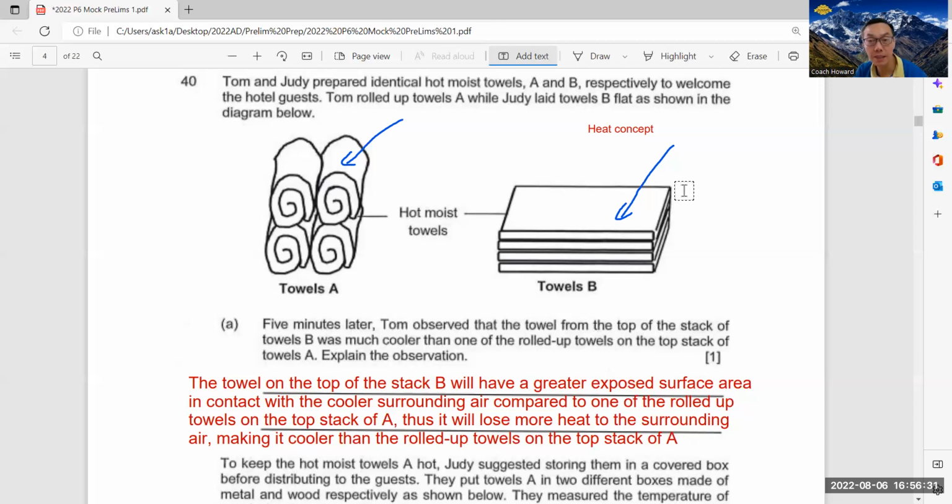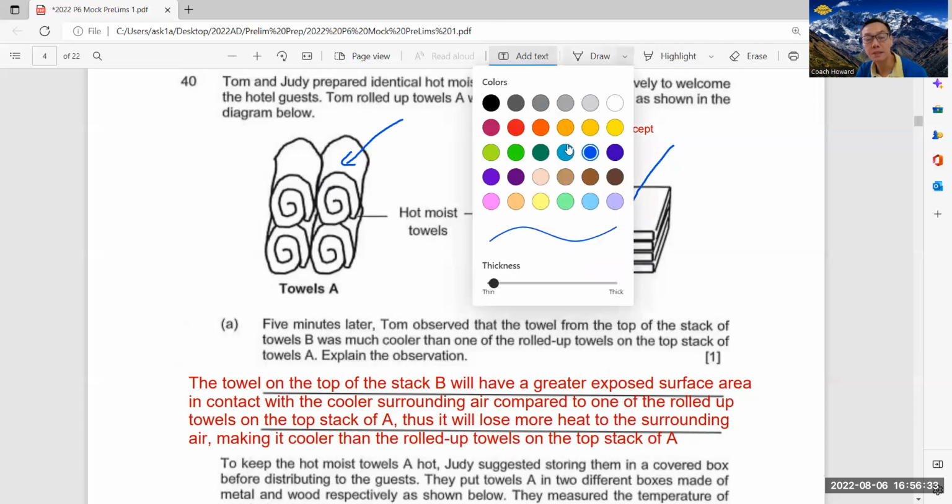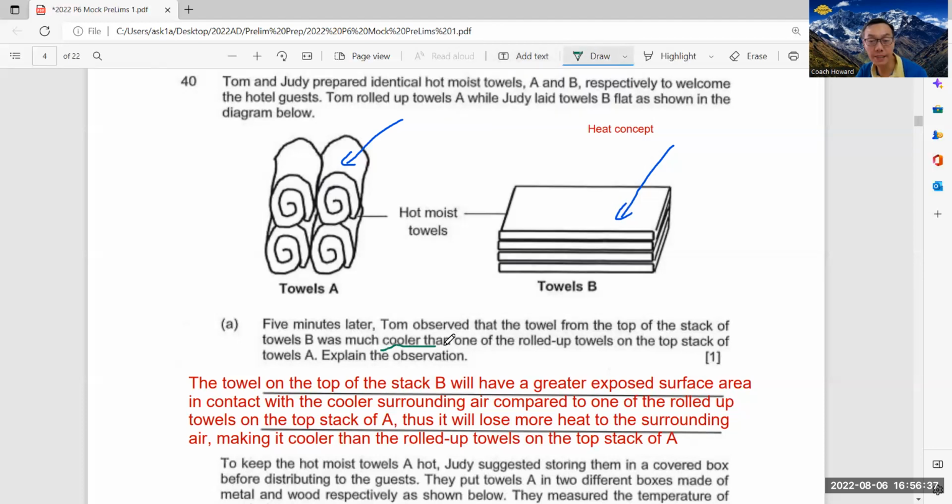Okay, you notice in such questions, because they ask you why B is cooler, you must explain why B is cooler. Don't explain why A is hotter. You try to explain according to what they ask you. Although technically it means the same thing, correct? If A is warmer than B, it means B is cooler, right? But my advice is you explain according to what they ask.